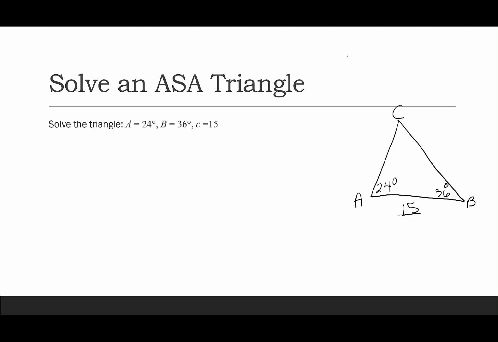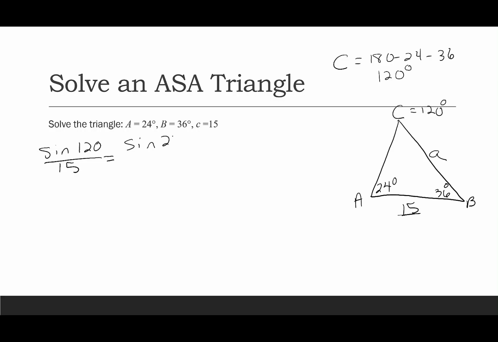We can find the value of C by taking 180 minus 24 minus 36, which is 120. I'm going to set up my equation as the sine of 120 over 15 is equal to, let's say I first find the value of a. We'll say the sine of 24 over a. We know we will cross multiply.